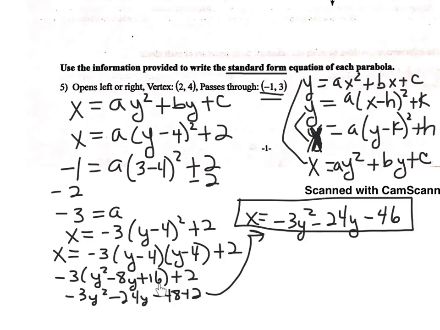distribute this -3. So -3y squared, this times this is, oops, that's going to be a plus. Let's change that. Plus 24y minus 48 plus 2. So here we have a plus 24y. Minus 46 is our final answer. Watch out for those negatives. One just got me.